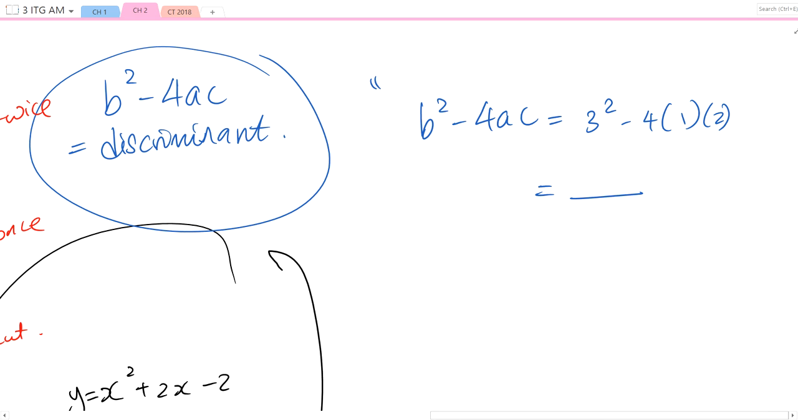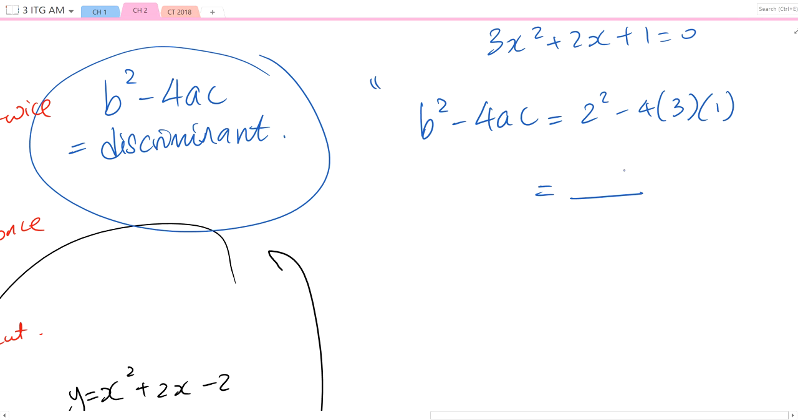Okay? When the original equation was, let me just give you an equation: 3x squared plus 2x plus 1 equals 0. And then you write b squared minus 4ac equals 2 squared minus 4 times 3 times 1. And then you give me a value, which is 4 minus 12, negative 8. If you write this, I will be wondering, what's b, a, and c?